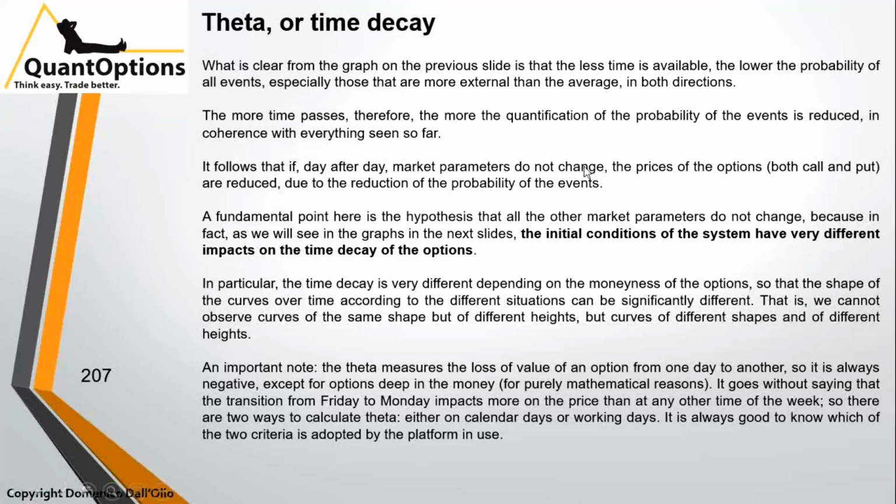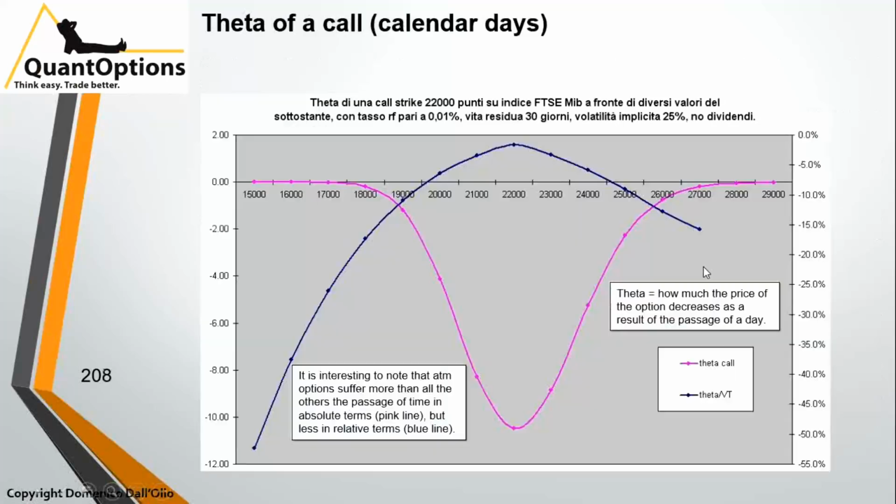It goes without saying that the transition from Friday to Monday impacts more on the price than at any other time of the week. So there are two ways to calculate theta, either on calendar days or working days. It is always good to know which of the two criteria is adopted by the platform in use.